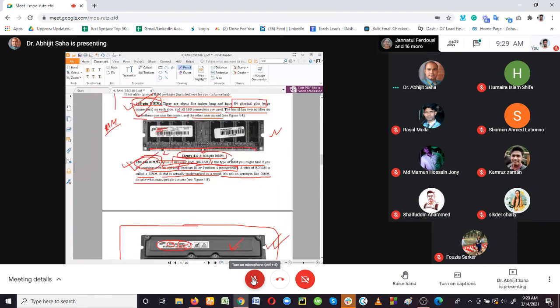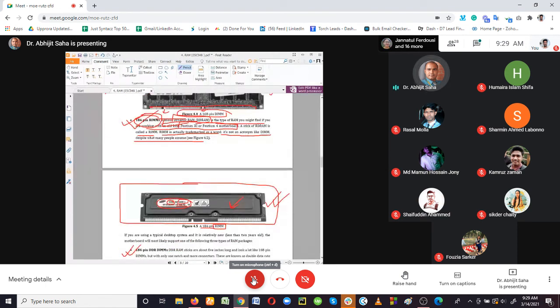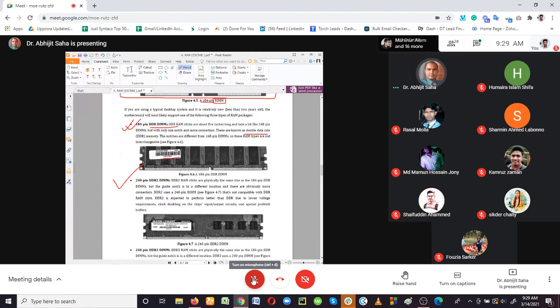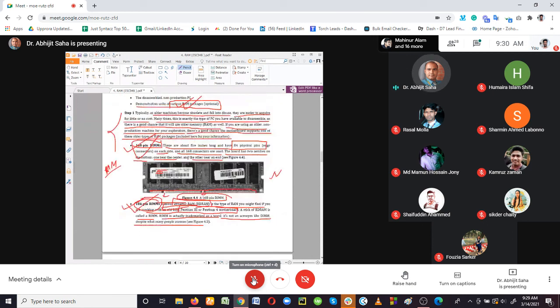So anyway, with the newer RAM, all the newer RAM, it is a common practice that you'll be able to see these heatsinks. And then you're having the DDR. So now the DDR DIMM comes here, the double data rate. So what is the difference between these RAMs?